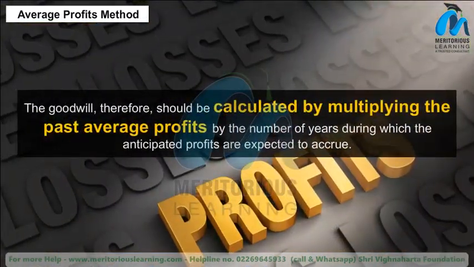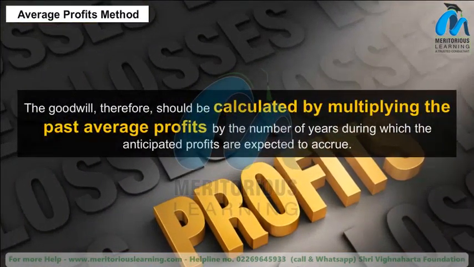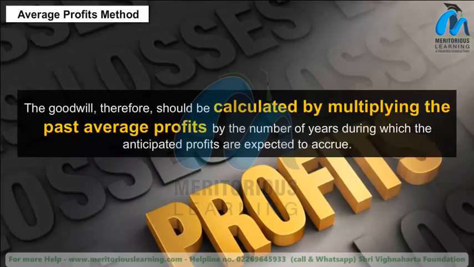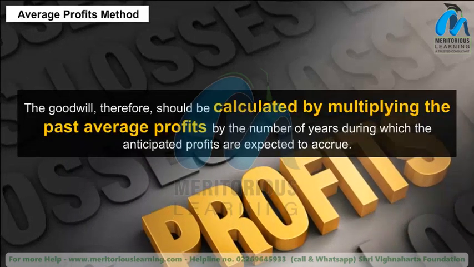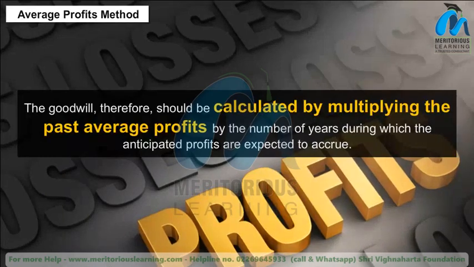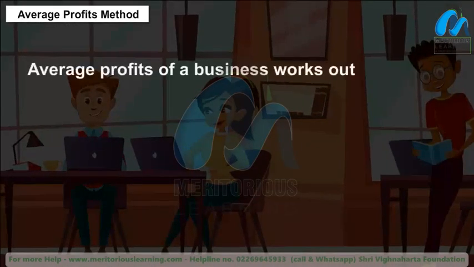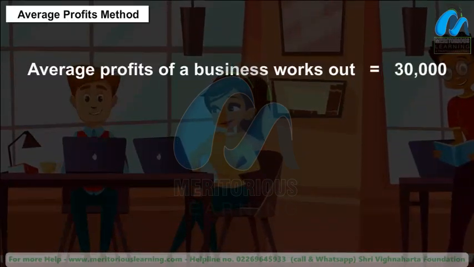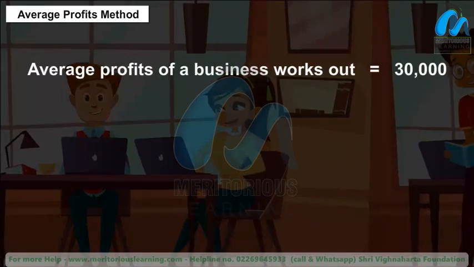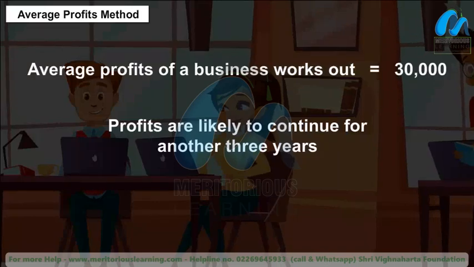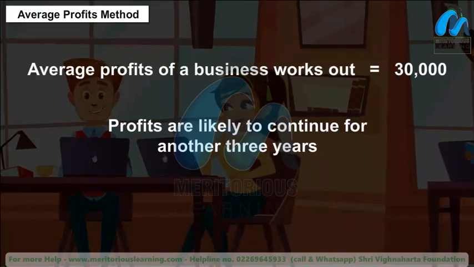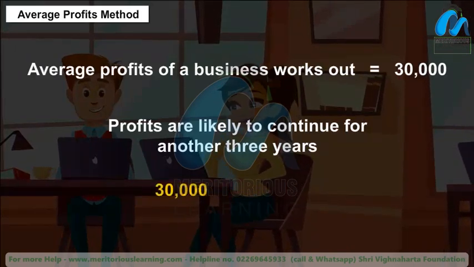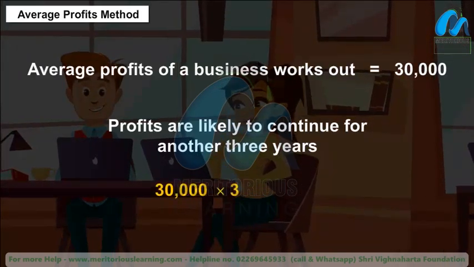The goodwill, therefore, should be calculated by multiplying the past average profits by the number of years during which the anticipated profits are expected to accrue. For example, if the past average profits of a business work out at Rs 30,000 and it is expected that such profits are likely to continue for another 3 years, the value of goodwill will be 90,000 rupees. Rupees 30,000 multiplied by 3.